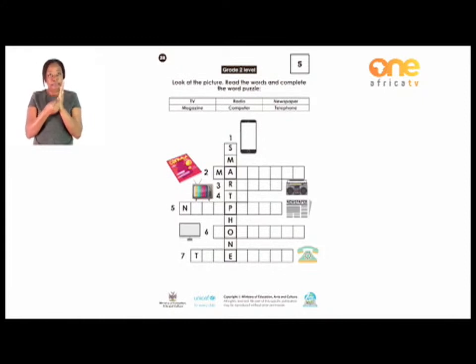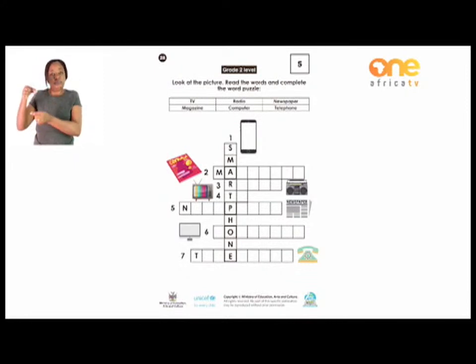We also get some information from there, some news, what happens in the other place, in the world or in our own country. What is that? It has started for you with an M and an A. Now the rest of the letters, you have to put them in order to finish this word. Which one do you think is the correct word there from the table above? Is it a TV? Is it a radio, newspaper, magazine, computer, or telephone?